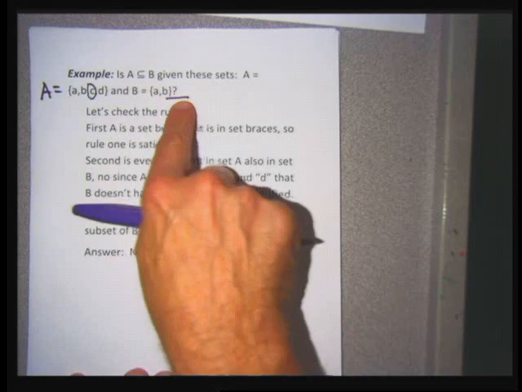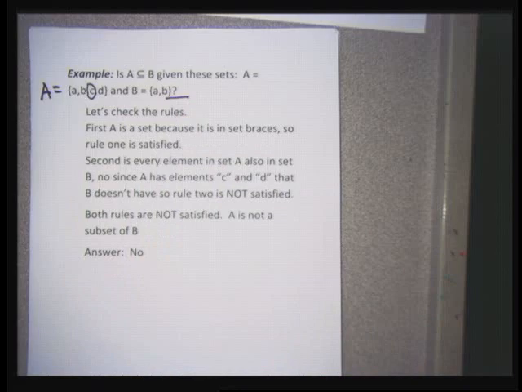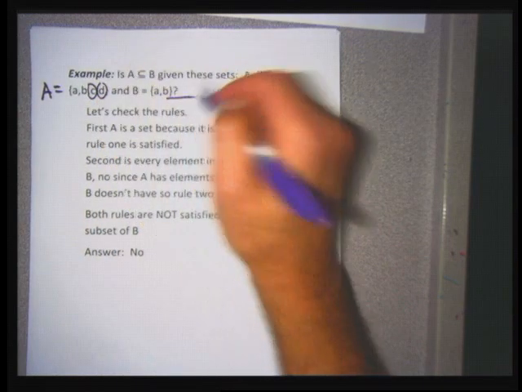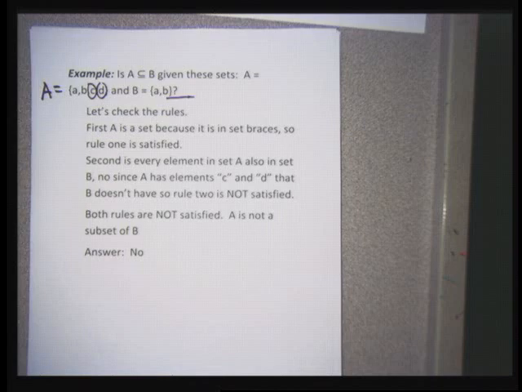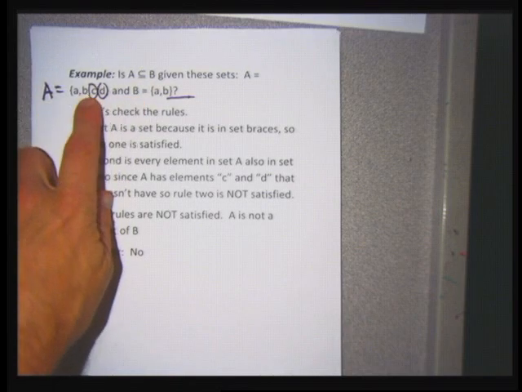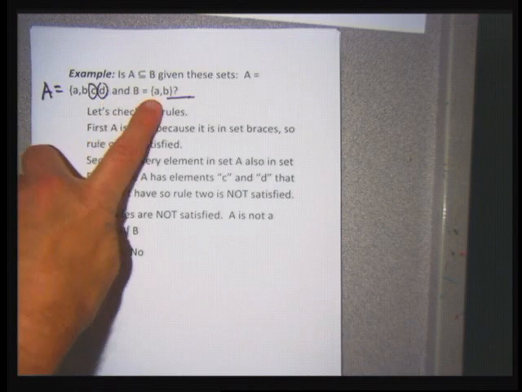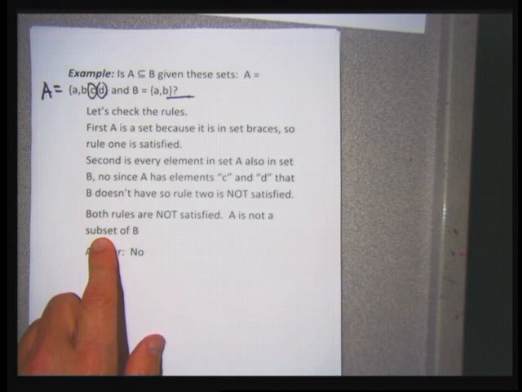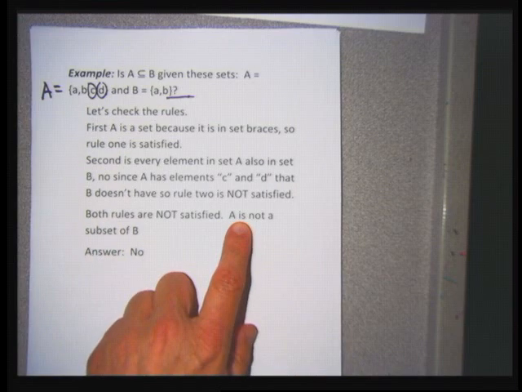So A is not contained in B. It's not inside of B. So A is not a subset of B. D is also an element that's in A that's not in B. And a set A cannot be a subset of B if there are elements in A that aren't in B. So both rules aren't satisfied, so it's not true that A is a subset of B, so we can say A is not a subset of B.